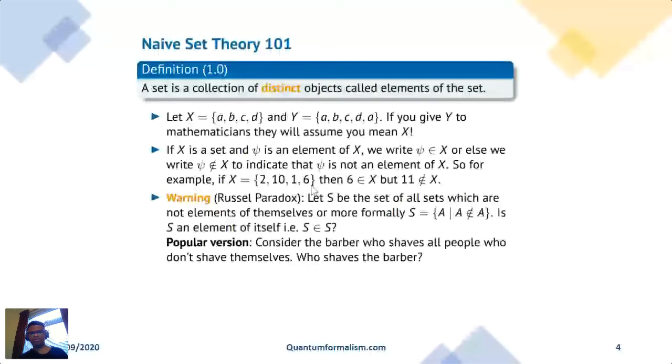Here, 6 belongs to X, but 11 doesn't belong to it because 11 is not in here. I must also mention the Russell paradox, which, especially with naive set theory, is really a trap. So first of all, let S be the set of all sets which are not elements of themselves. In other words, let S be the set of A such that A doesn't belong to itself.